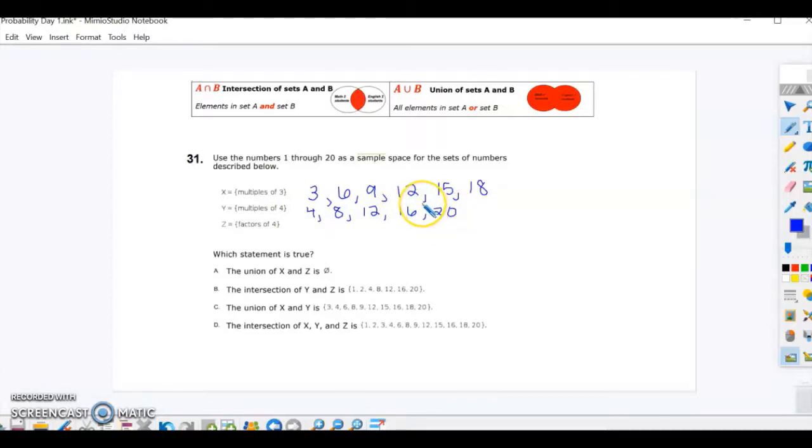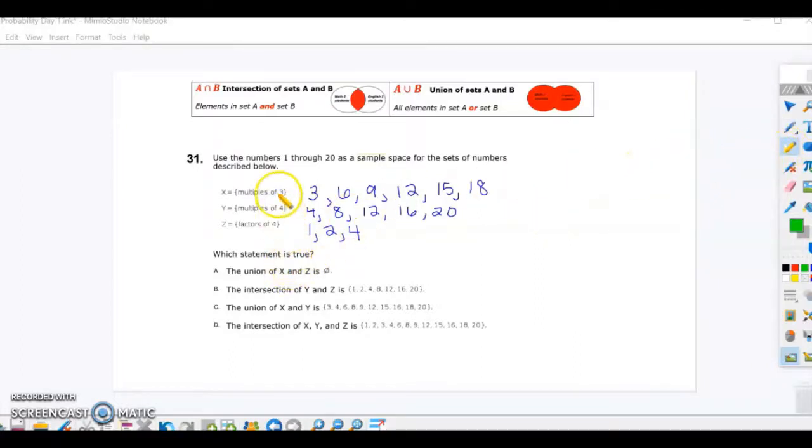And factors of 4, what are those? Those are numbers that can multiply to get 4, between 1 and 20. So the factors of 4 are numbers that can divide into 4 evenly. That would be 1, which can go into 4 evenly, 2, can 3 go into 4 evenly? No. 4 can go into 4 evenly. And obviously no number is bigger than that. See if you can figure out which statement is true.